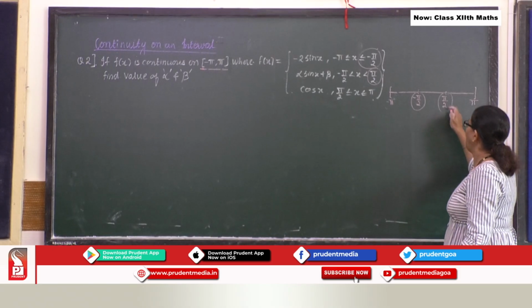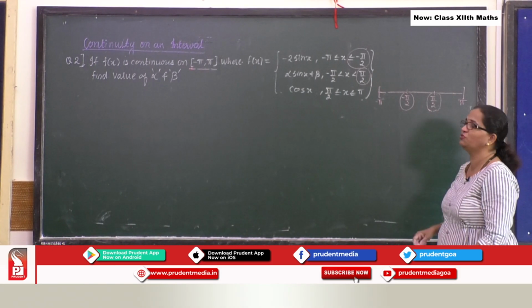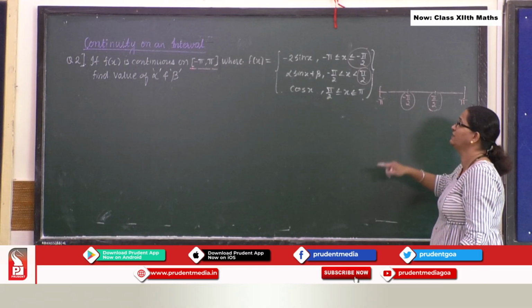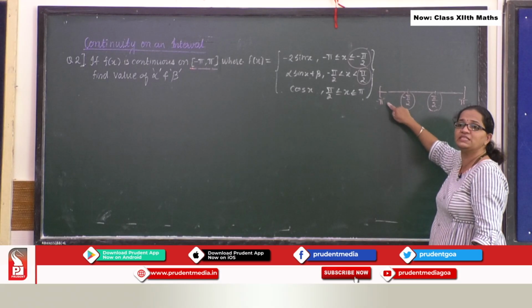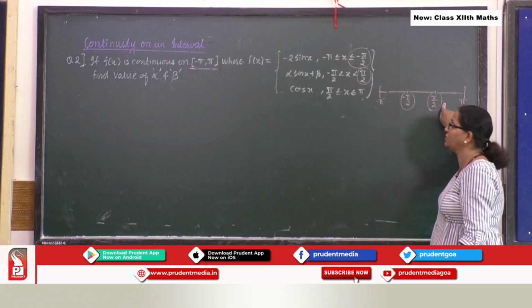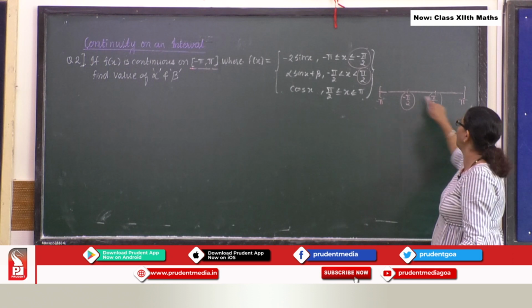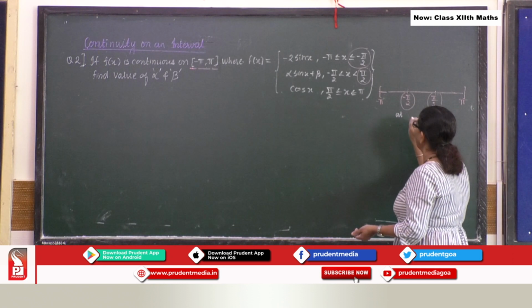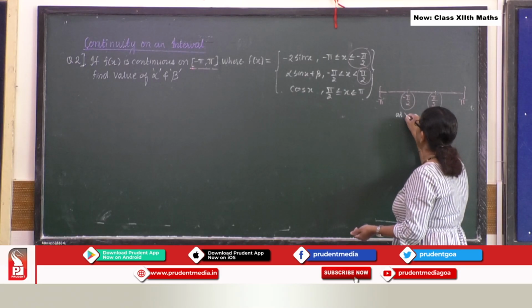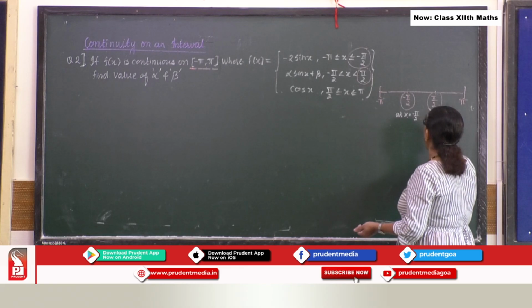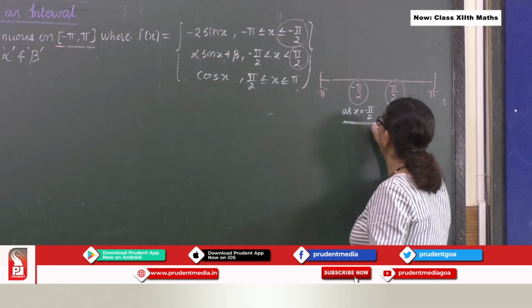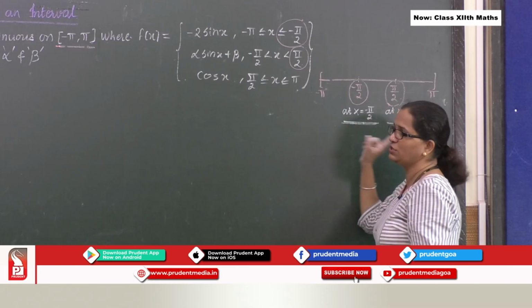At this moment, the function is continuous over this interval. So obviously it is continuous everywhere on this particular closed interval minus pi to pi. So I say the given function is continuous at x equal to minus pi by 2 and at x equal to pi by 2. So basically we will be focusing on these 2 points.